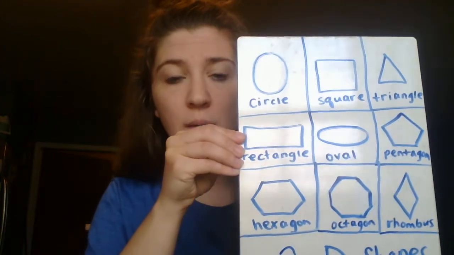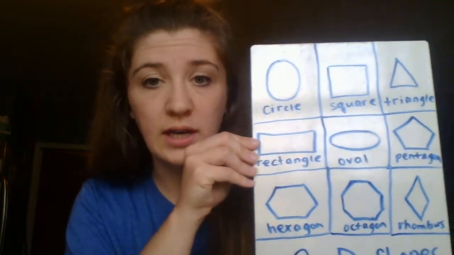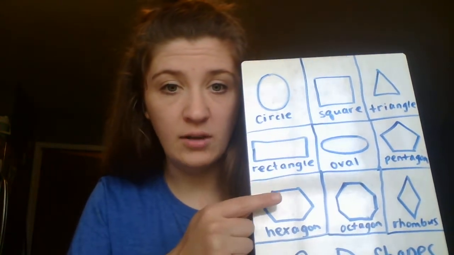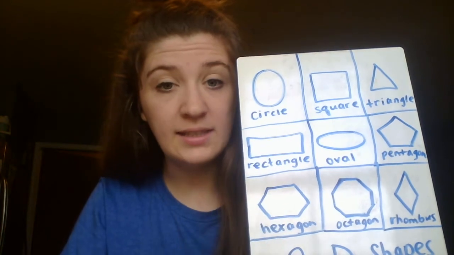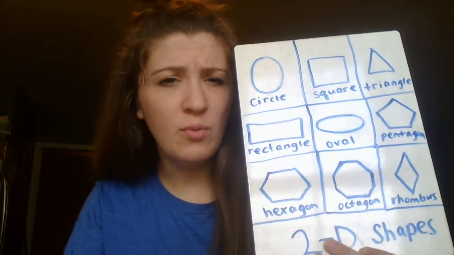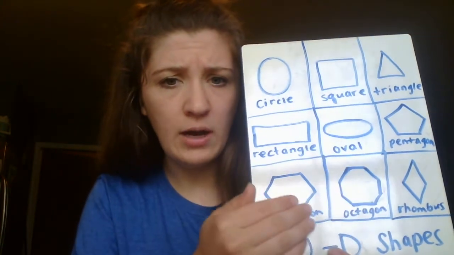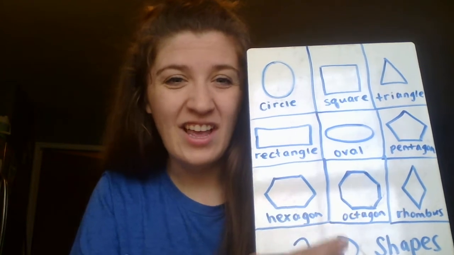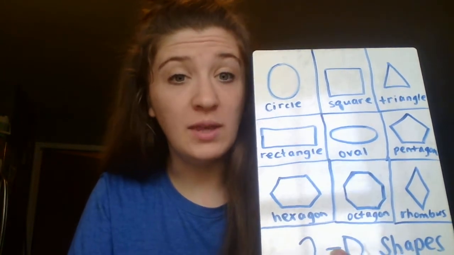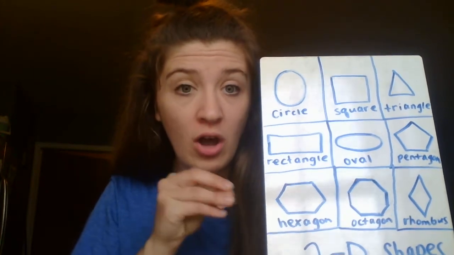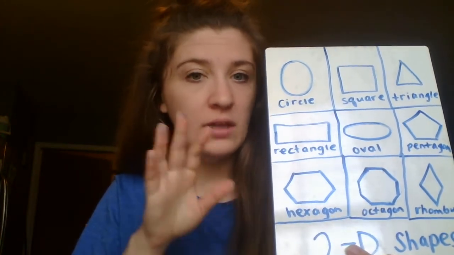Now, we should know a couple different things about these shapes already. A pentagon, we know, has 5 sides. A hexagon, right here, has 6. An octagon has 8. Those are the more typical shapes that we'll talk about, the pentagon, hexagon, and octagon. We'll talk about those a lot when we get into 3D shapes because they actually make the base of our 3D shapes. But that's for the next time.